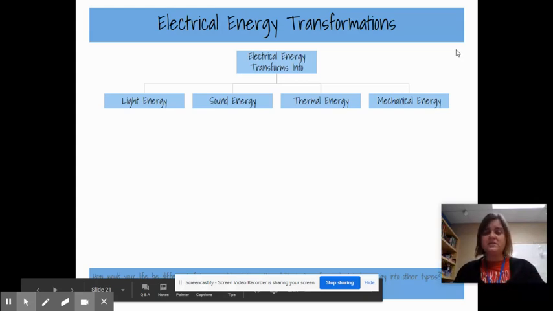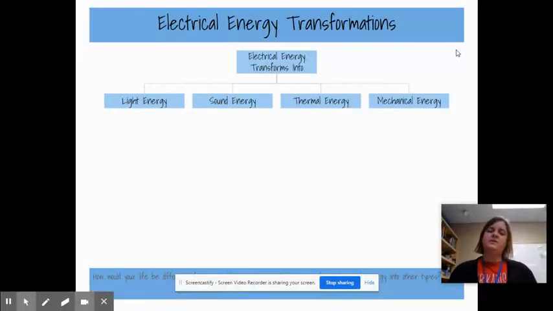So the example I used in class was an alarm clock. And so when an alarm clock is plugged in, if I'm asleep at night and I open my eyes, I can see the clock because it is converting electrical energy into the kind that I can see with my eyes, which of course is light. But if it's 5:30 in the morning, then my alarm clock also makes a sound to wake me up. And so it's at that point, it's converting electrical energy into sound energy because it's still plugged in, so it's still electrical.